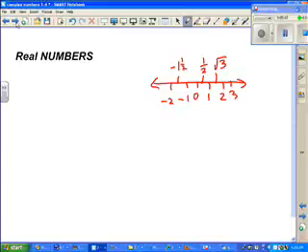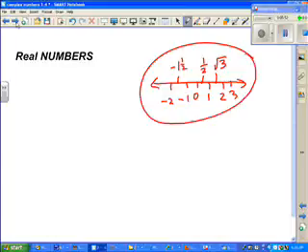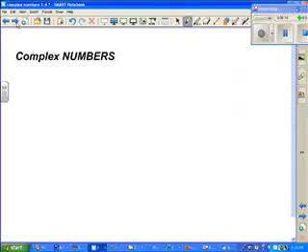Now, imaginary numbers I can't graph on here because they're not real numbers. Counting numbers, integers, rational numbers, irrational numbers, they're all real. Remember that was the story of Ugg and Lee, and how they discovered all the numbers. Counting numbers, whole numbers. All those are part of the real number system.